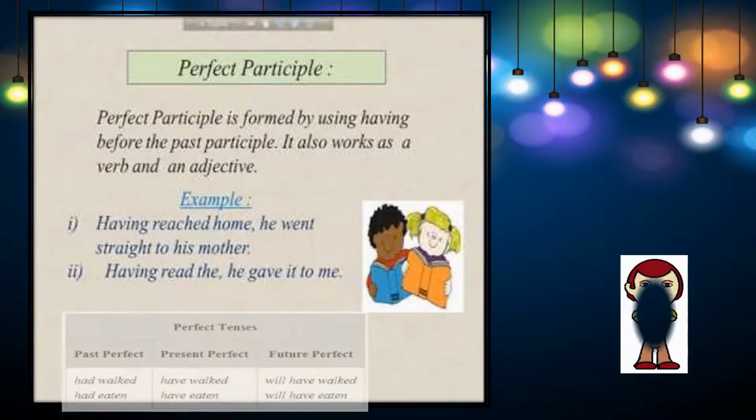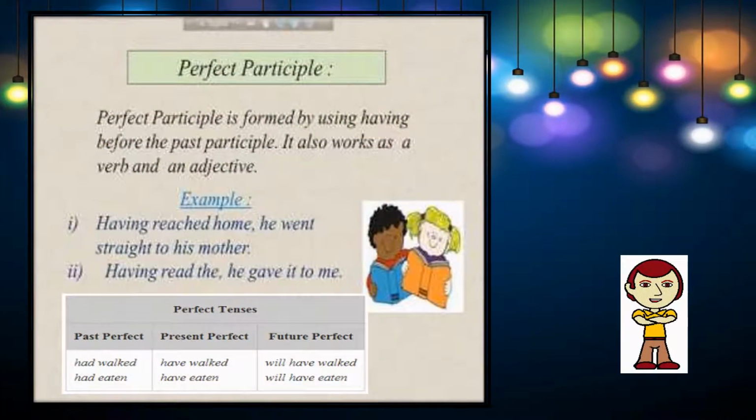Perfect participle. Perfect participle is formed by using having before the past participle. It also works as a verb and an adjective. Example, having reached home, he went straight to his mother. Having read that, he gave it to me. Perfect tense: past perfect, present perfect, future perfect.